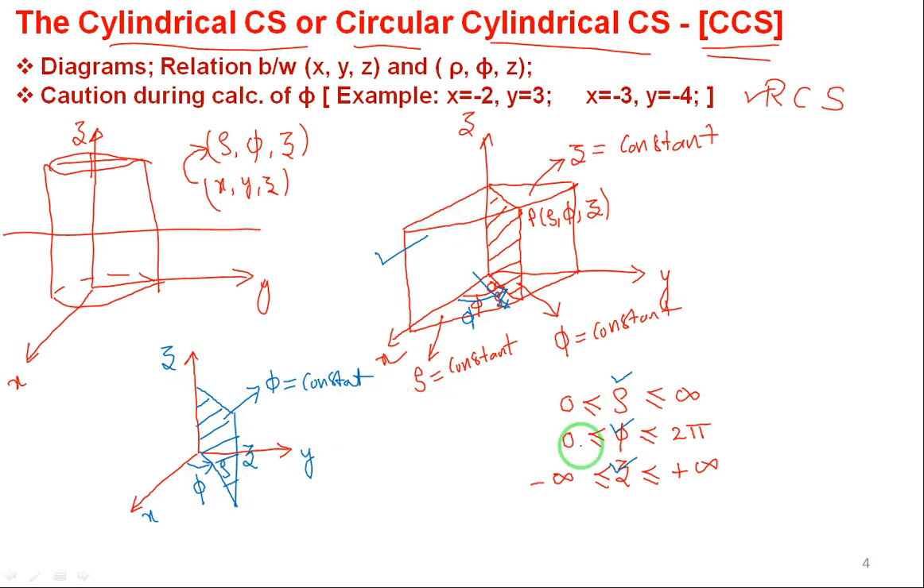Rho is varying from 0 to infinity, phi is varying from 0 to 2 pi, and z is varying from minus infinity to plus infinity. Next, what is the relationship between x, y, z and rho, phi, z? I will show you here. I have some space here.